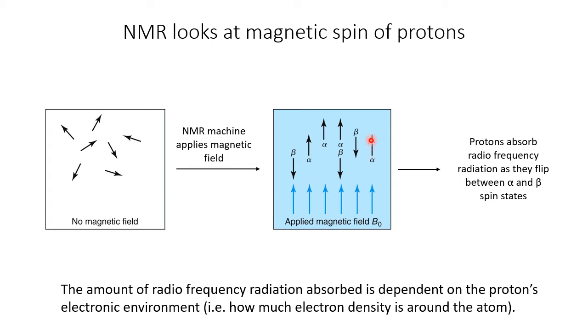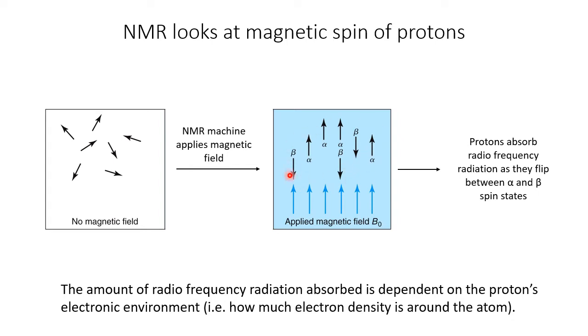Now, if they are completely parallel, meaning they're going in the same direction as the magnetic field of the machine, this is known as an alpha spin state. However, if they've been aligned and their spin is opposite the direction of the magnetic field, this is known as the beta spin state. Now, the alpha spin state is a lower energy state because we're not fighting against the magnetic field of the machine. The beta spin state, because it's in the opposite direction, has a higher energy.